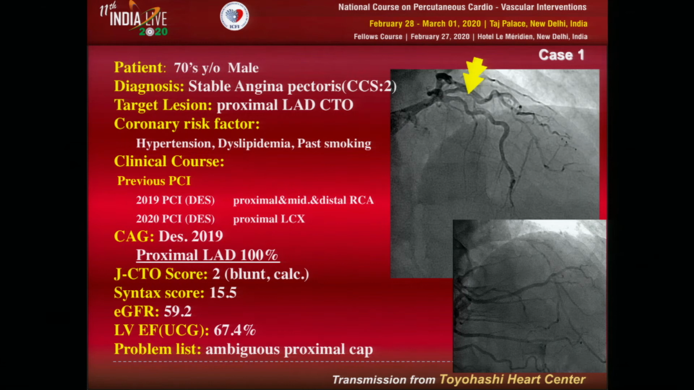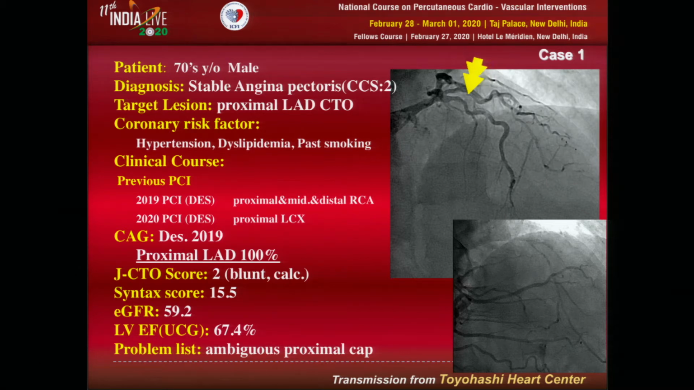So this case is a 70-year-old male and the diagnosis is stable angina. Today's target lesion is a proximal LAD CTO. Coronary risk factors are hypertension, hyperlipidemia, and past smoking. This case was already treated in the RCA and circumflex at the end of last year, and so this year. The J-CTO score is 2 and the SYNTAX score is 15.5.